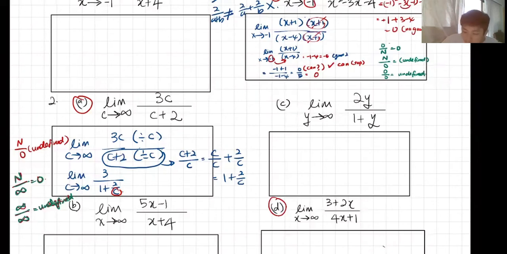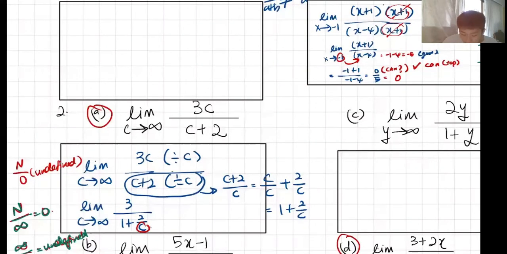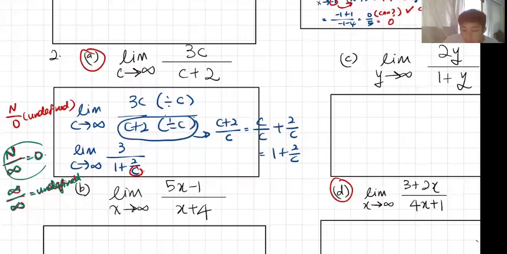What we learned so far is 0 divided by anything will give you 0. N divided by 0 will give you undefined. Then we look at the infinity part. N divided by infinity, basically you divide by infinity, you get 0.